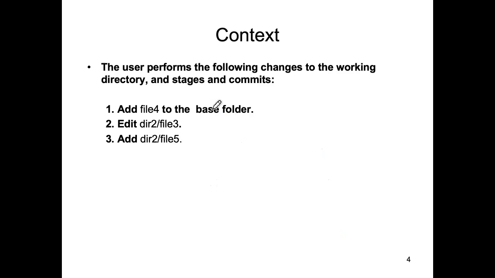Let's suppose we do this. We add a new file called file 4 to the base directory. So it now has a file 1 and file 4. And we do an edit of file 3 inside the dir2 directory. So we make those changes out in our working directory, and we also add a new file 5 to dir2. So those are the edits that we've done. We've added some files and we've modified some files, so we have a mixture of modified and untracked files. And I do a git stage and a git commit.